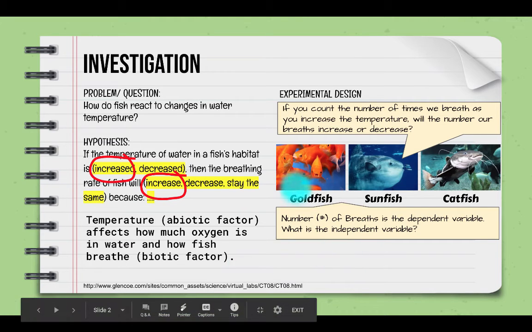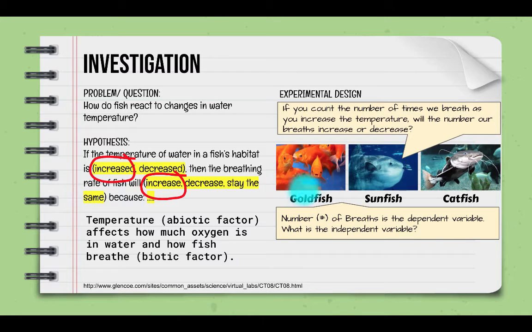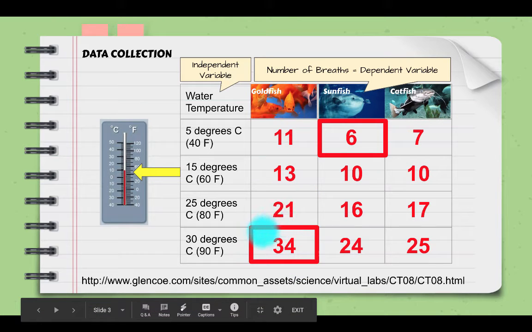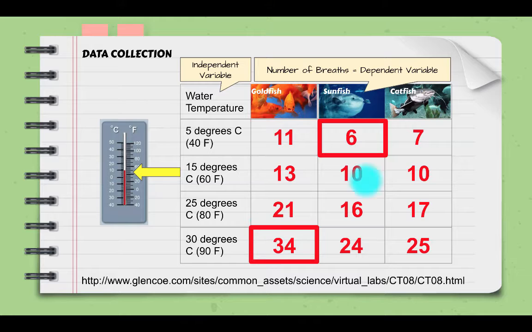And we counted the dependent variable, which is the number of fish breaths for goldfish versus sunfish versus catfish, as we changed the independent variable, which in this case was temperature. We collected data in groups and then compiled it, or brought it all together, in one data table. So with this data sharing, we were able to see that goldfish breathed the most compared to the three fish, and sunfish breathed the least.